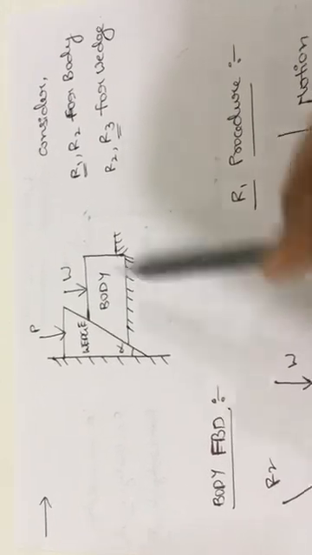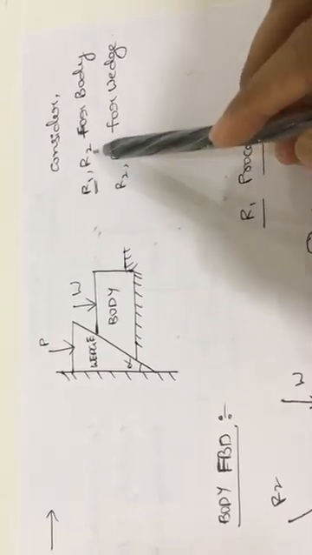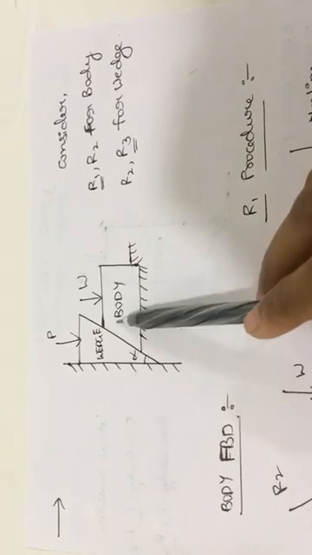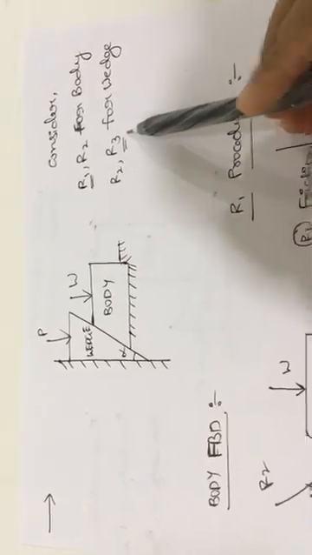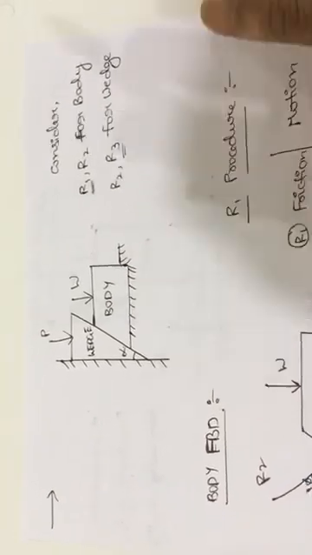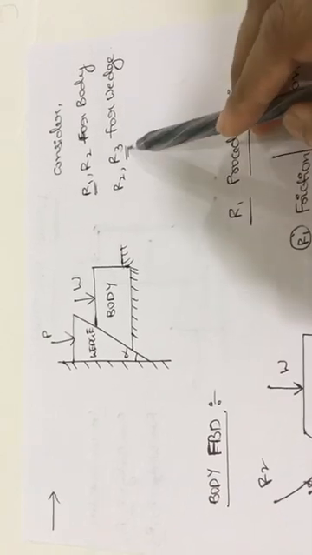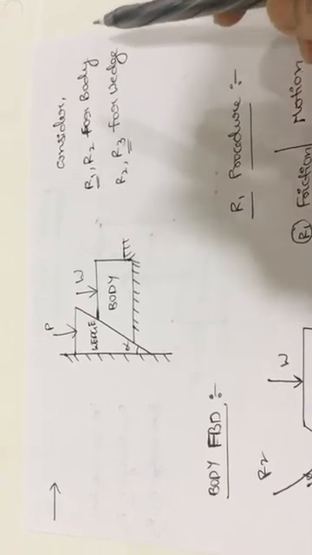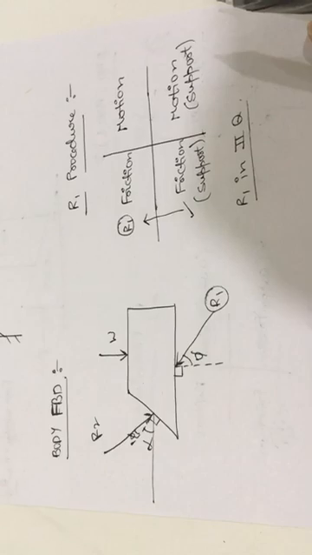So here for the body, again two supports are there. Consider them as R1 and R2. For the wedge, two supports are there. Consider them as R2 and R3. For R2, there will be no extra procedures. For R1 and R3, separate extra procedures will be there. Now we will see those extra procedures.